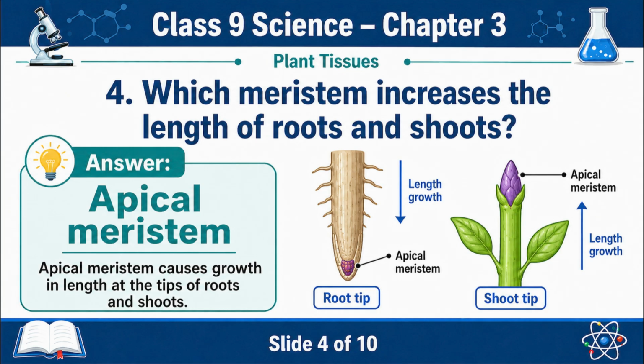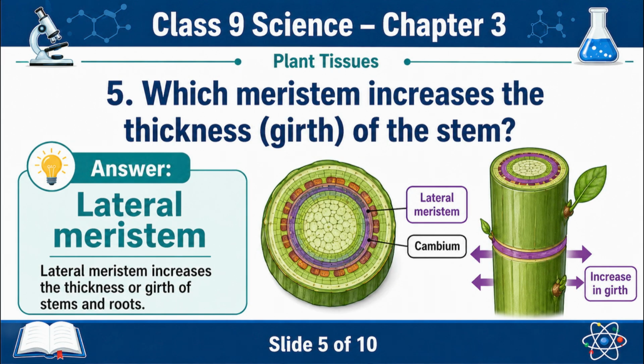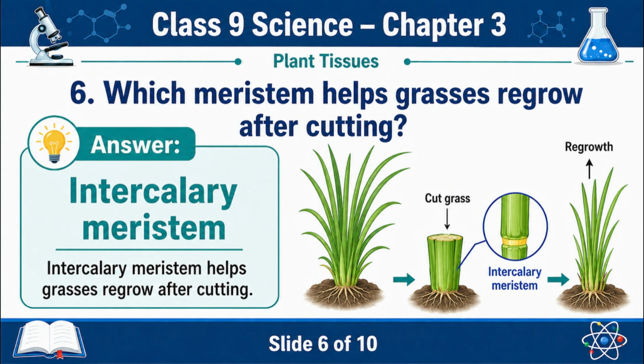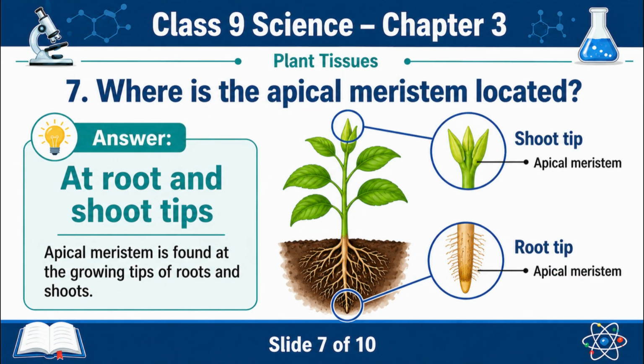Apical meristem. Which meristem increases the thickness, girth, of the stem? Lateral meristem. Which meristem helps grasses regrow after cutting? Intercalary meristem. Where is the apical meristem located? At root and shoot tips.